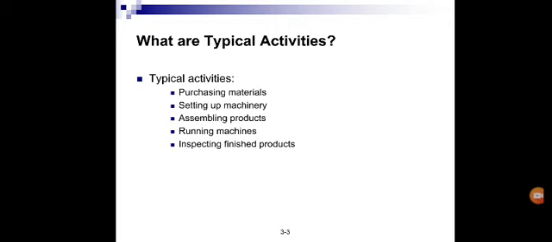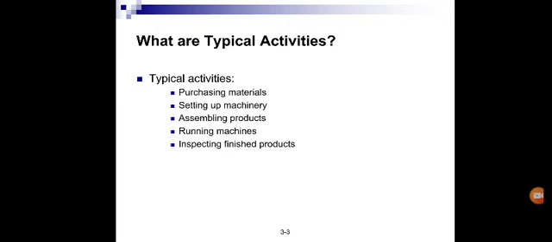When you use the ABC system to calculate cost for your product, you have to allocate the cost according to the activities. And these are the typical production activities that will happen in a factory. The first one is purchasing materials. So if you have a factory that produces something, you will have this activity. You have to purchase material for your production. The second activity that always happens is setting up machinery.